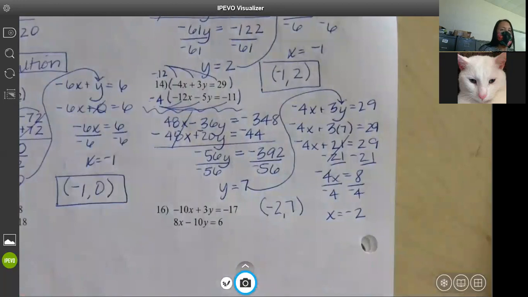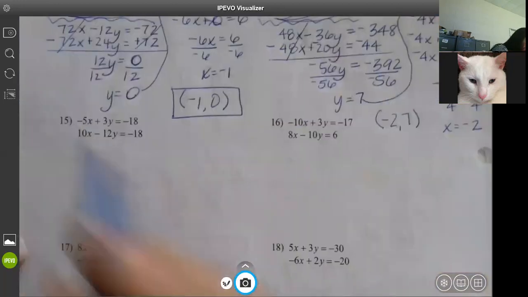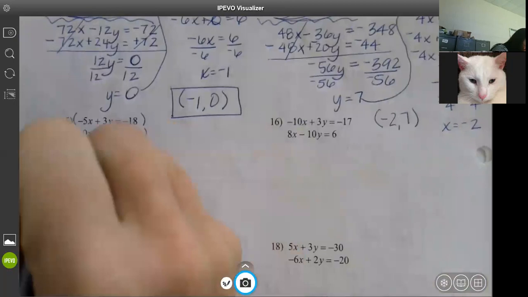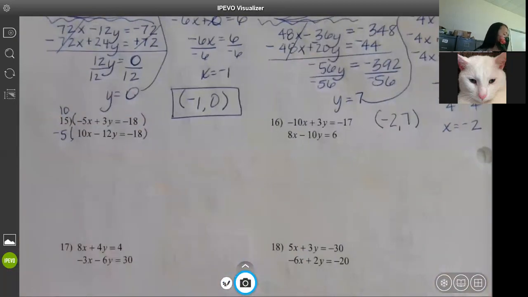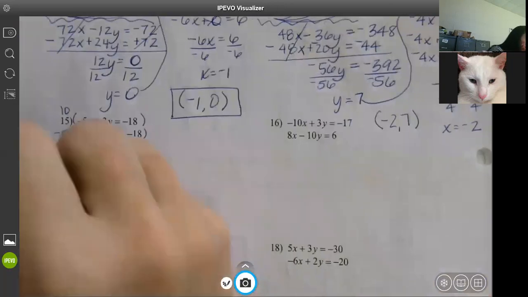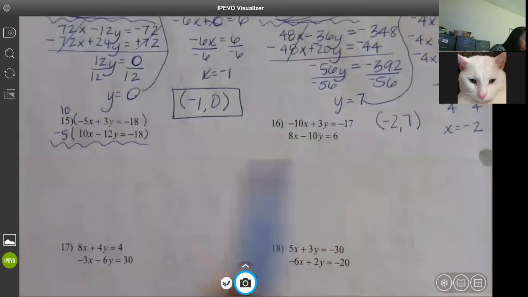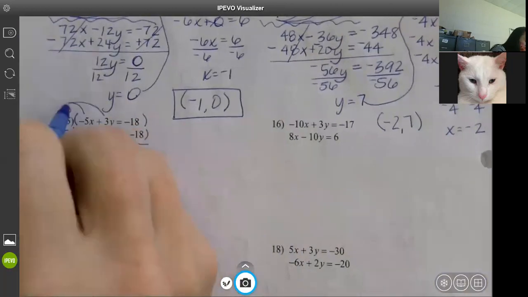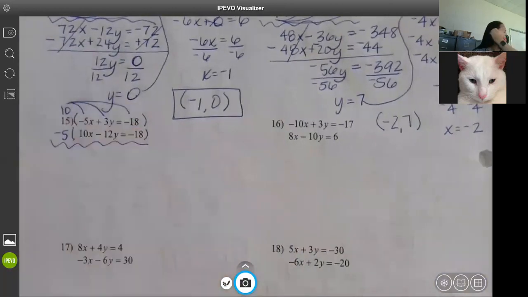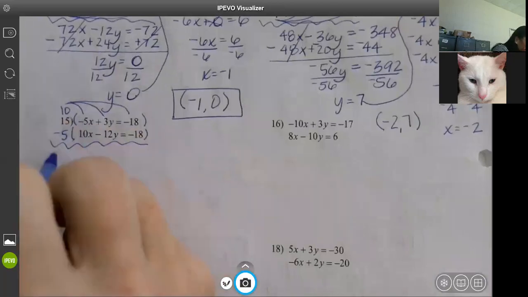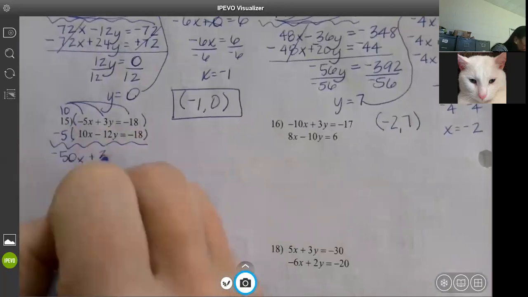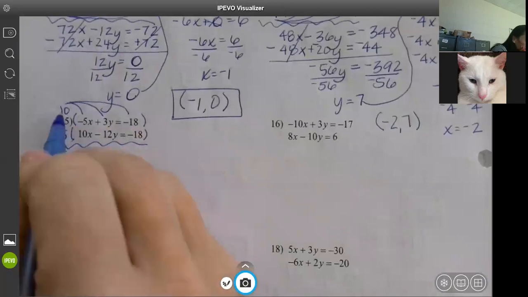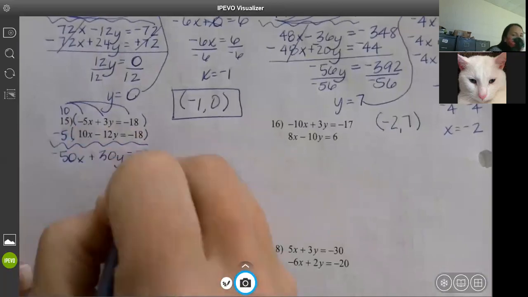So 15, what's the first thing that I need to do? With the parentheses and switch. Okay. All right. Hang on just a minute. We're going to distribute that 10. Just try to give people time to write it down. 10 times negative 5 is negative 50x. 10 times 3y is 30y. And 10 times negative 18 is negative 180.